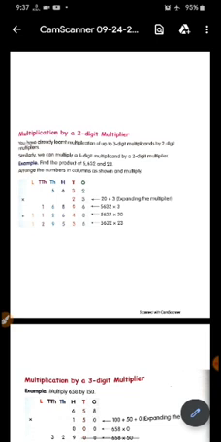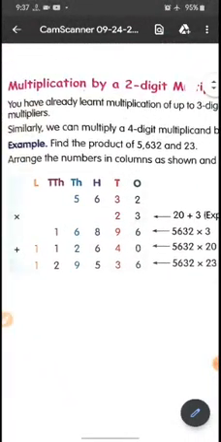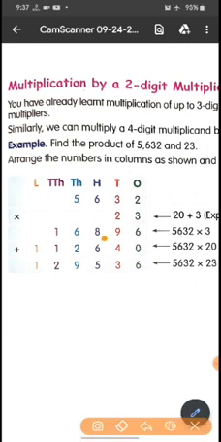So first we will multiply here 3 into 2, which gives 6. 3 into 3, which gives 9. 3 into 6, which gives 18. So we'll write 8 over here, and then we'll give 1 carry to 5. Now 3 5s are 15 plus 1 here already mentioned. So by adding 1 we will get here 16.